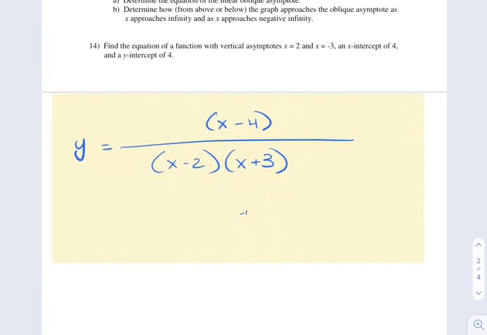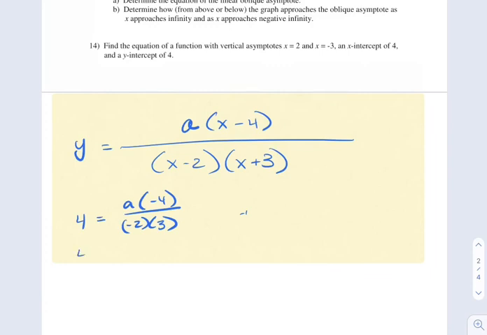Now we're going to have a transformation. I'm going to have to put a on top here because we have a y-intercept of 4, which means when x is equal to 0, y is equal to 4. So we'll input 4 for y and 0 for x as we go through and try to solve for a, whatever the transformation would be. On the bottom, 0 take away 2 is negative 2, and 0 plus 3 is positive 3.